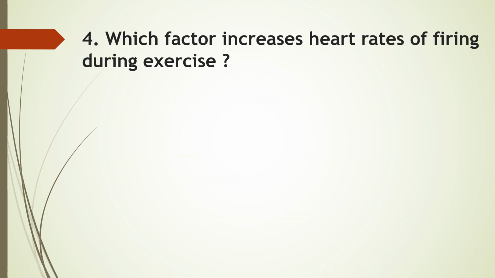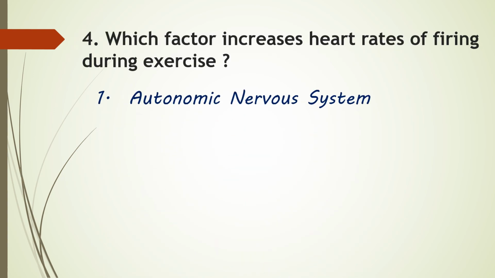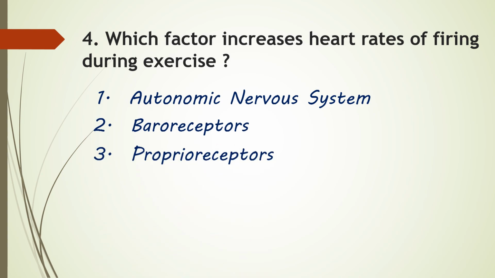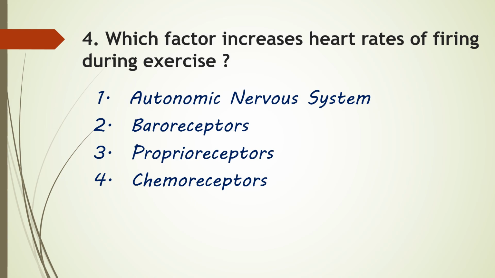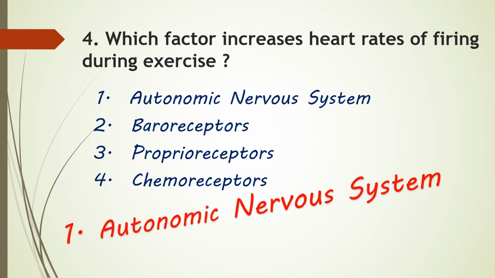Question number 4. Which factor increases heart rate of firing during exercise? Options are autonomic nervous system, baroreceptors, proprioceptors or option 4, chemoreceptors. The correct answer is autonomic nervous system, which increases heart rate of firing during exercise.